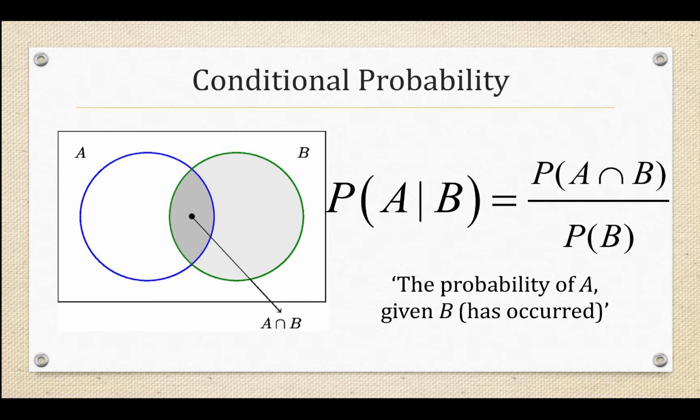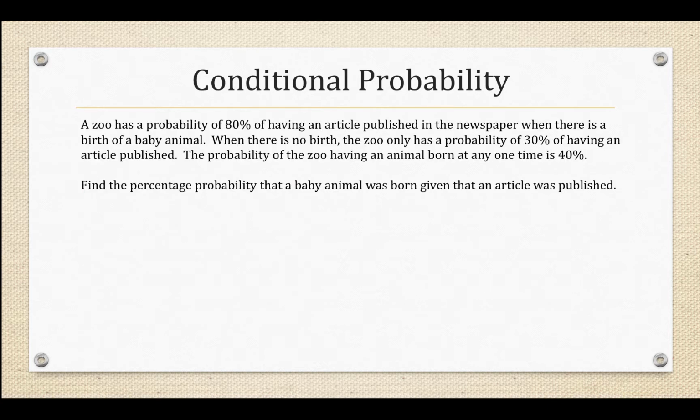So what we're going to do is look at a question and see how this is applied within the question. This is where literacy plays a very important part within mathematics. The question is, a zoo has a probability of 80% of having an article published in the newspaper when there is a birth of a baby animal.